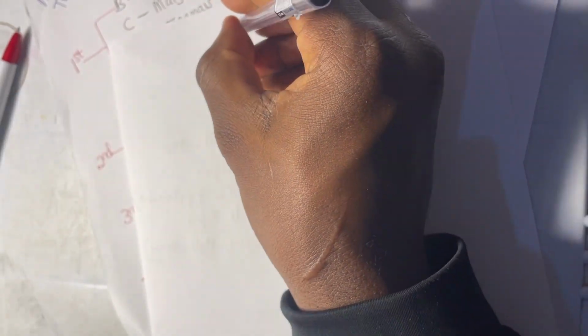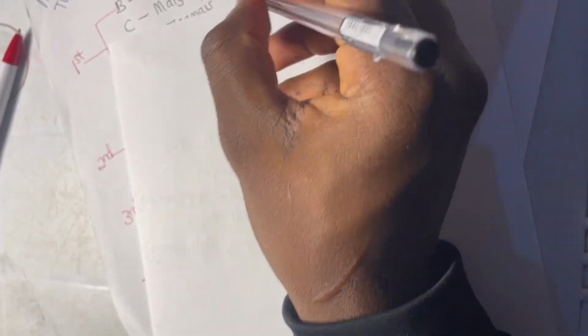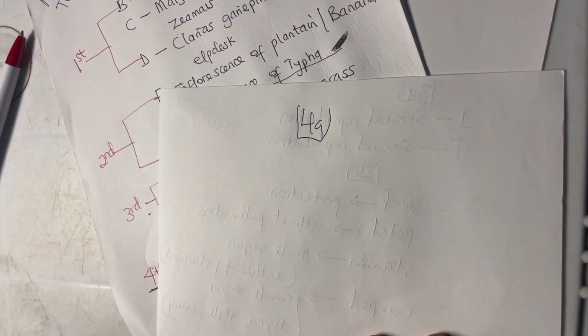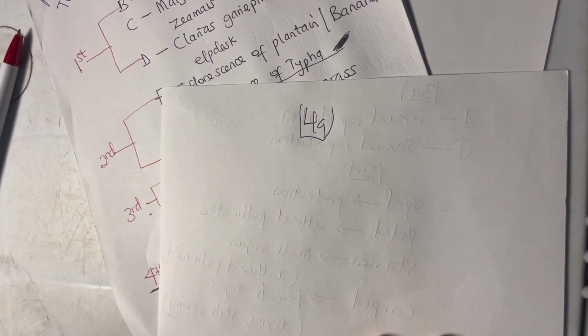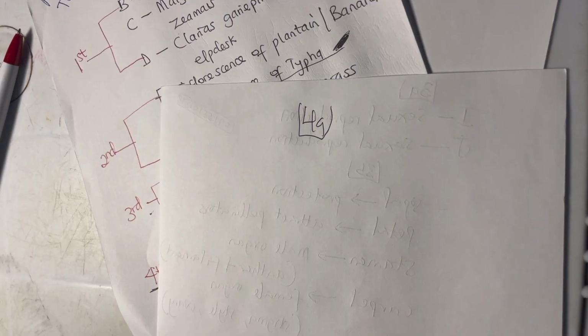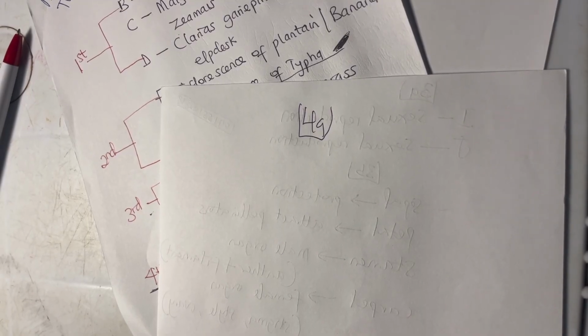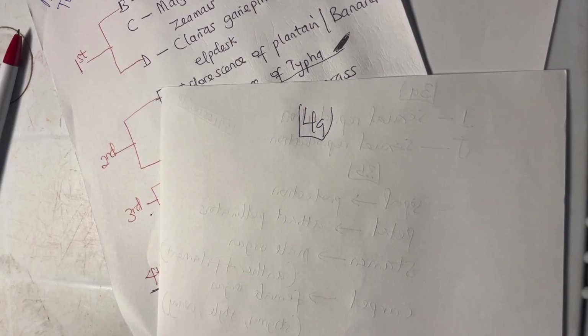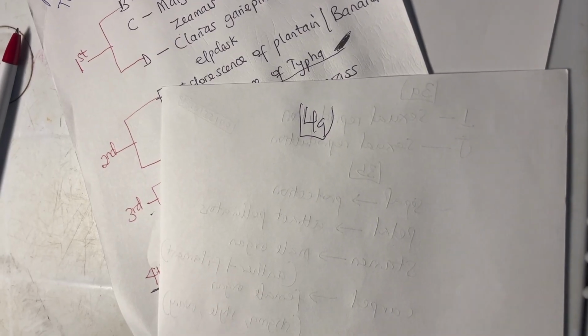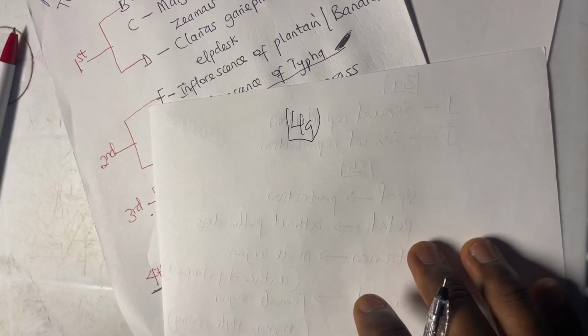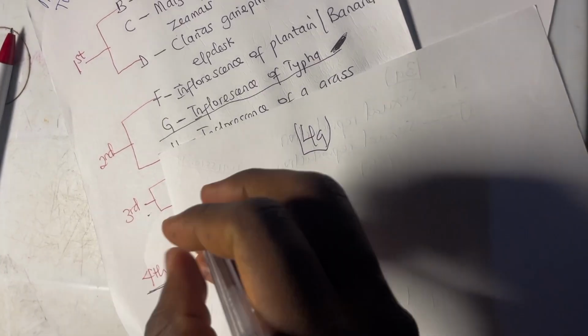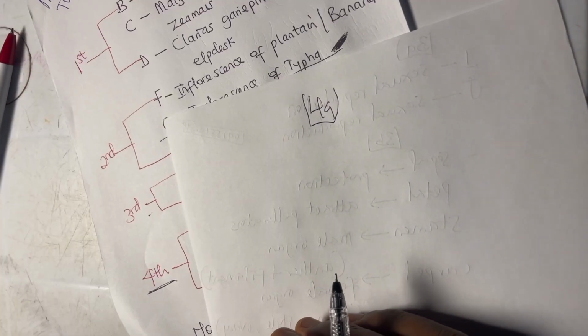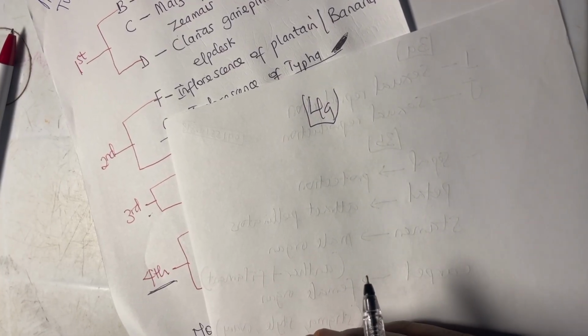Okay. So for the fourth category, let me name that number 4A. The possible things they can ask you: first they will ask you to study specimen K, specimen L, and specimen M. After the study, they can ask you to state the habitat of each specimen, where they live, where they are found.